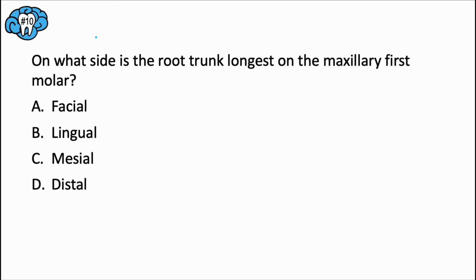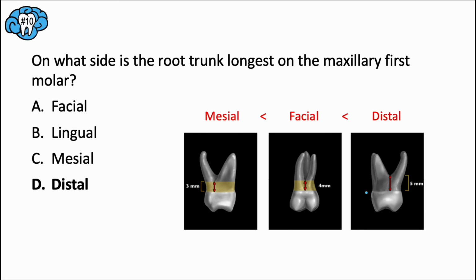So here we have another trend question, and it must have been a coincidence when I was writing these questions. And remember, the root trunk is the area from the CEJ to the furcation. Generally speaking, as you go distally or posteriorly, crowns get shorter and root trunks therefore get longer. So the root trunk will get longer as you go from mesial to facial or lingual and finally to distal. So the answer to this question is D. And here's the image I showed in the video series depicting that trend.